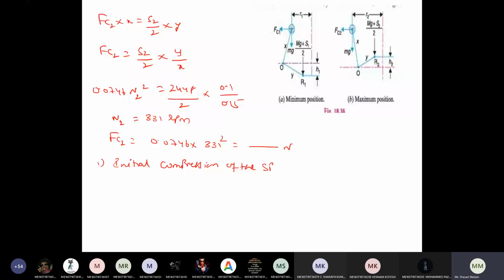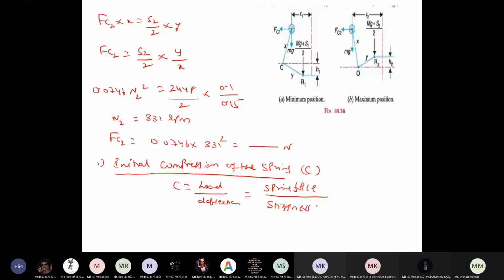How to find this initial compression? We don't know the letter C. C is equals to load by deflection. I can write it as spring force by stiffness of spring. What is the spring force? Which is equals to S1. Initial compression is minimum. What is minimum here? S1 is the minimum and S2 is the maximum. Initial compression of the spring is S1 and deflection of the spring is S. S1 by S. What is the answer we are getting?